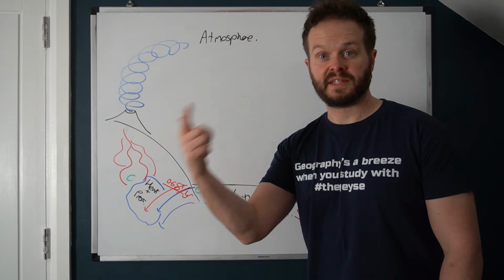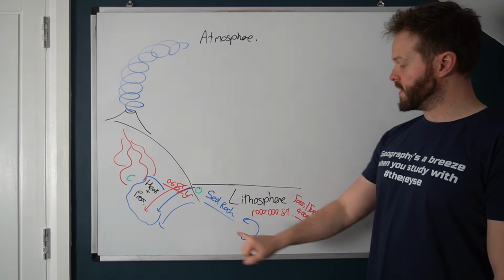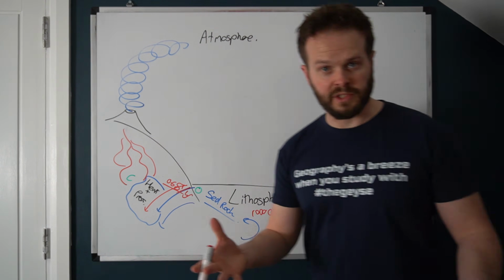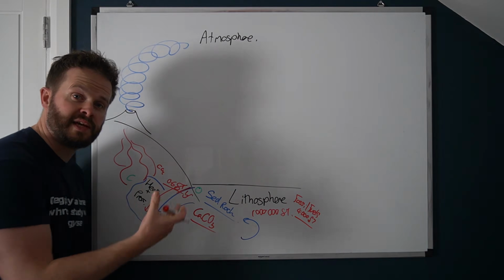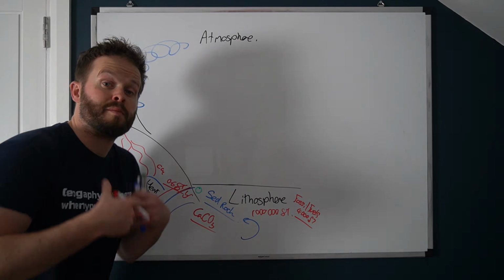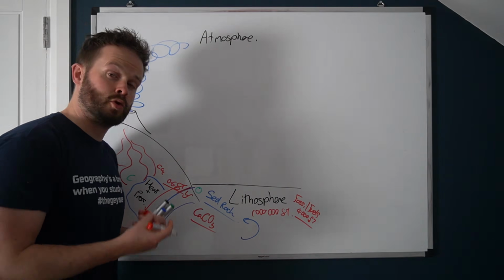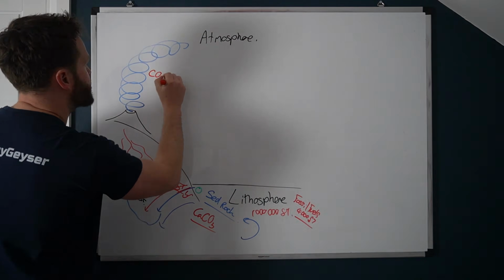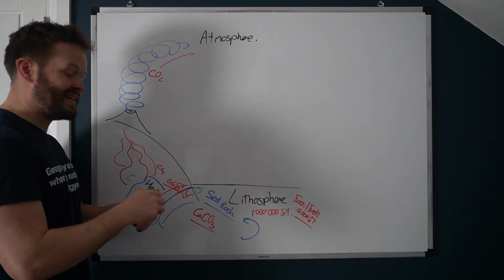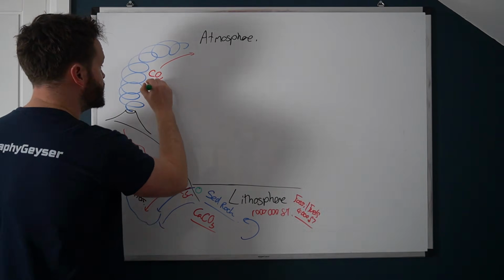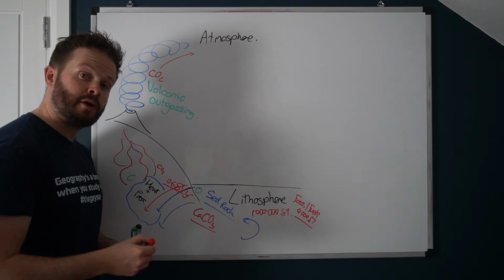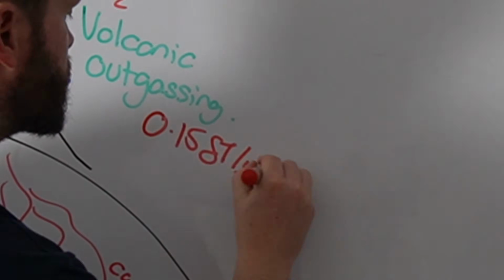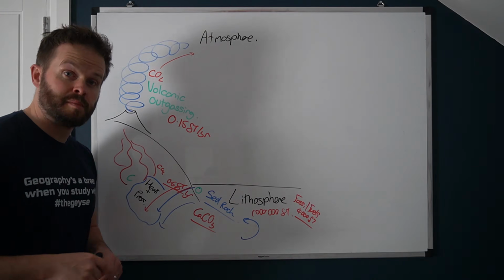this rate and in this form. So it's moving from the lithosphere, where it's currently in calcium carbonate form. CO2 is released here because of the increase in temperature. And remember, when things increase in temperature, they also release gases. And CO2 is being released via the process of volcanic outgassing. And this is occurring at a rate of 0.15 gigatons of carbon per year.